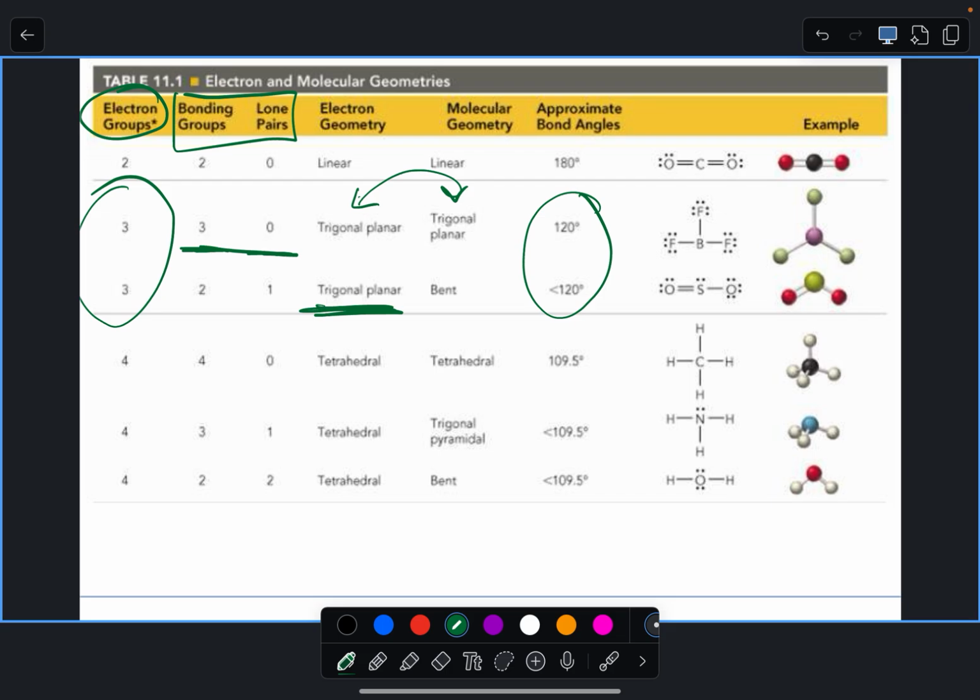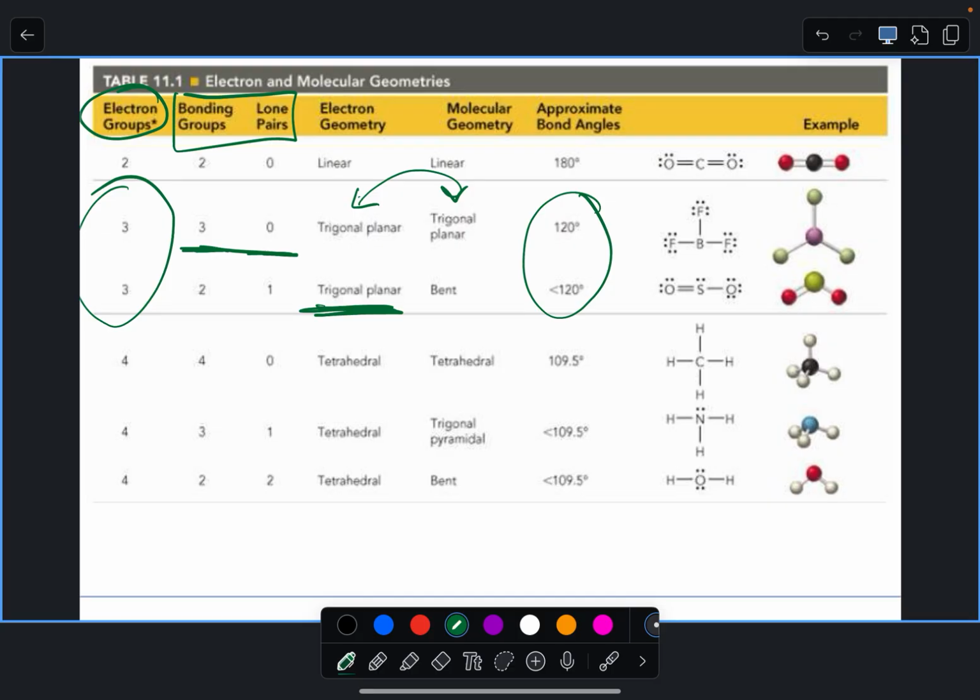So, it's okay if you need time to figure out what the question is. Yeah. I'm trying to figure out how to phrase this. So how do you know when something's the same electron geometry but it's different molecular geometry?